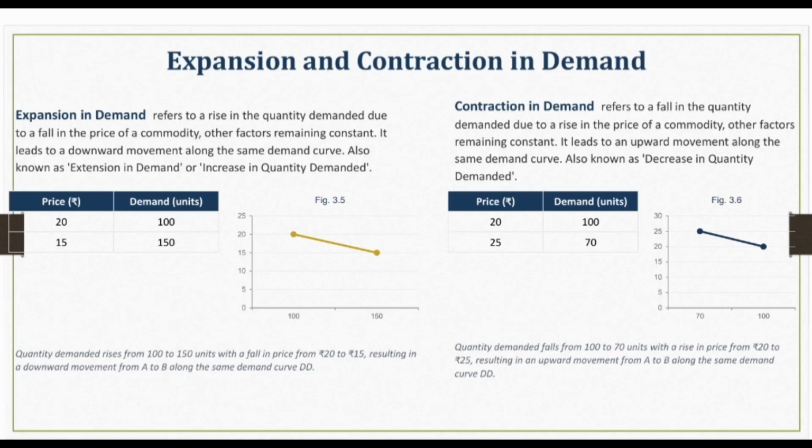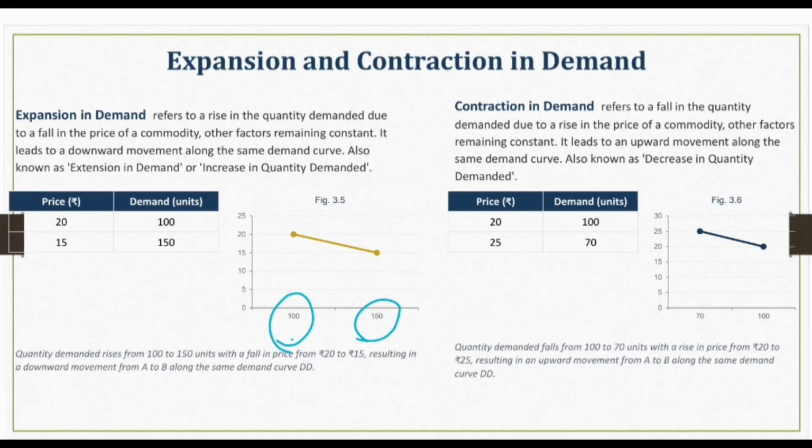So let us study expansion and contraction in demand with the help of a demand schedule and a demand curve. Expansion in demand refers to rise in the quantity demanded due to fall in the price of the commodity, other factors remaining constant. It leads to a downward movement along the same demand curve, also known as extension in demand or increase in the quantity demanded. As you can see, as the price falls from 20 to 15, our quantity demanded increases from 100 to 150. So there is a downward movement along the same demand curve. This is known as expansion in demand.